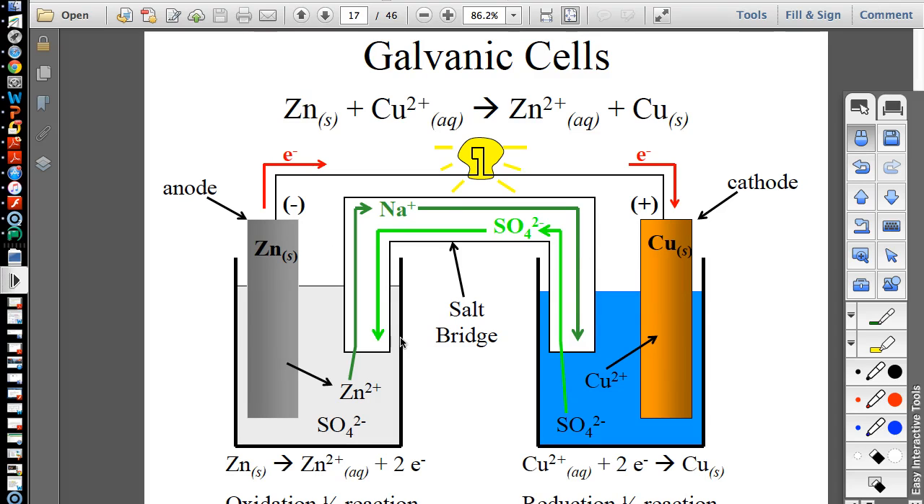We just did this a lot. We did this like 6 times today. But in case you missed it, here's your zinc and there's your copper. Like I said, the electrons travel through the wire. Your ions travel through the salt bridge.